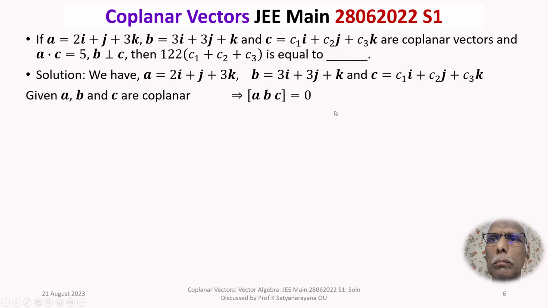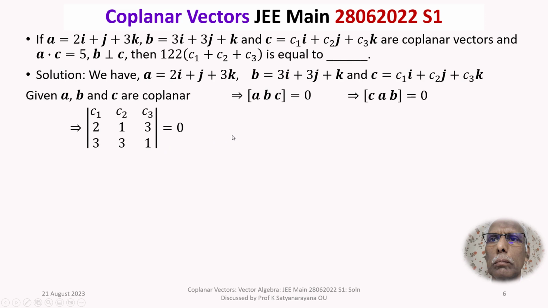This can be written as the bracket [C A B] equal to 0. Now write it down in determinant form. This implies the 3 by 3 determinant whose first row is the components of C: c1, c2, c3. The second row is the components of A: 2, 1, 3, and the third row is the components of B: 3, 3, 1. The determinant of that is equal to 0.